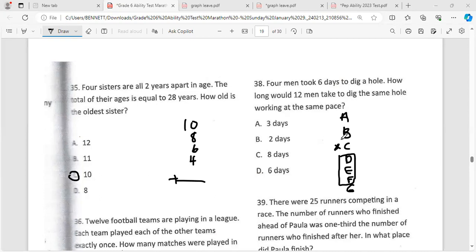Ian, go ahead. Okay, sir. My answer is 2 days. All right, explain where you got it.